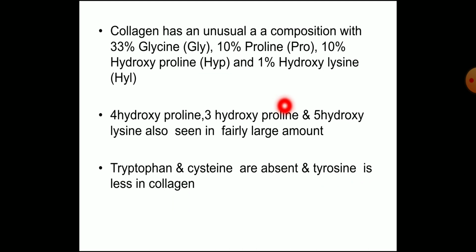Now, collagen has an unusual amino acid composition, with around 33% glycine, 10% proline, 10% hydroxyproline, and 1% hydroxylysine. 4-hydroxyproline, 3-hydroxyproline and 5-hydroxylysine are also seen in fairly large amounts, but tryptophan and cysteine are absent, and tyrosine is less in collagen. So usually tryptophan and cysteine are absent in collagen.